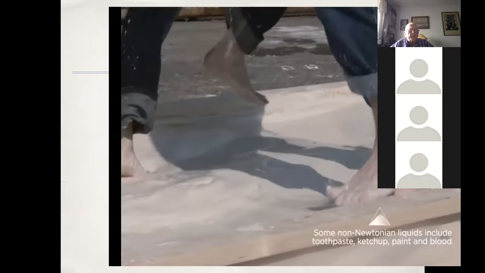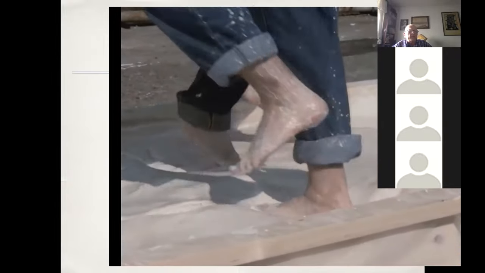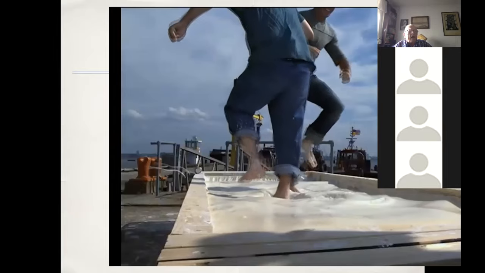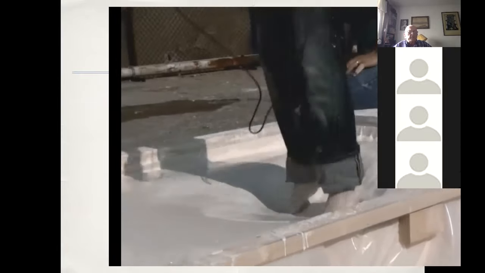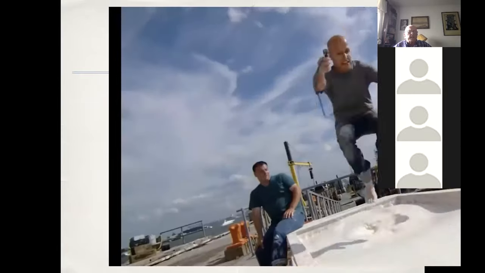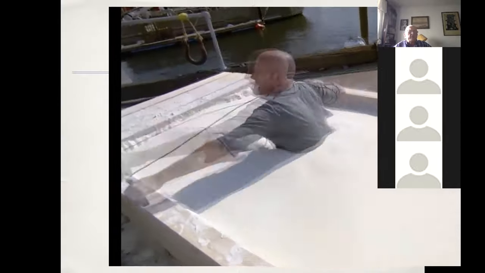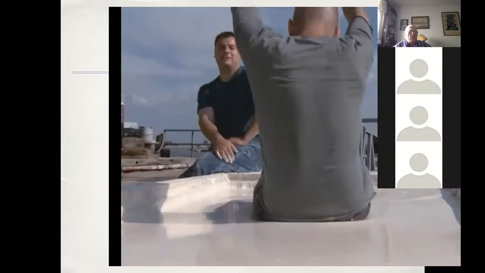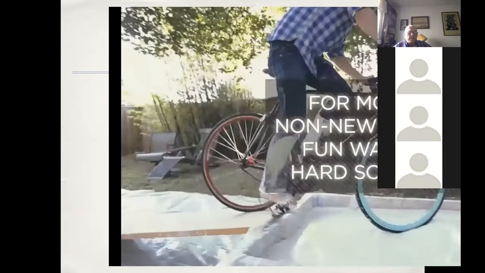So there is a liquid which has elastic properties and liquid properties depending on how fast you are exciting it. Those gentlemen jump, so this is a very high frequency excitation. And now this is a low frequency excitation, and he drowns into the liquid.